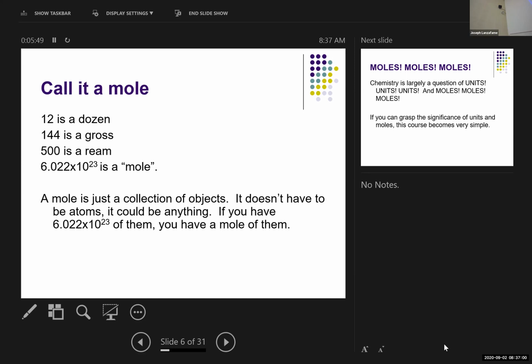If you want to drive them crazy at Staples, go ask to buy a single sheet of paper, see what they say. It comes pre-packaged in reams. Why? That's an office-sized collection. Why do eggs come in a dozen? That is a kitchen-sized collection. A mole is just a laboratory-sized collection of atoms. Because they're really, really small and really, really light, it takes more of them to be room-sized. How many more? 6.022 times 10 to the 23rd. A mole is just a way of counting in groups.